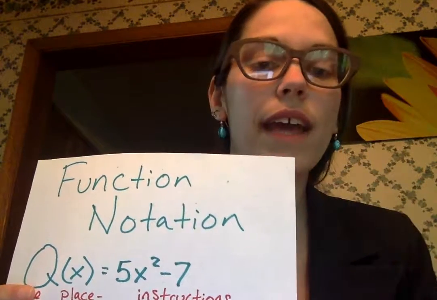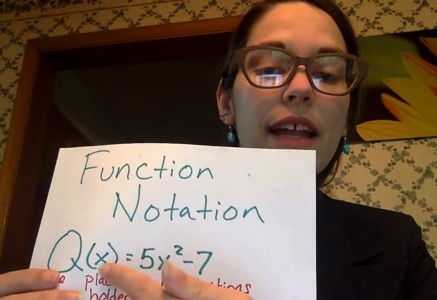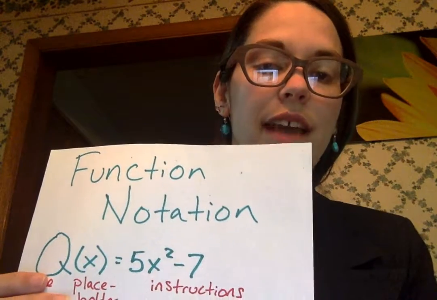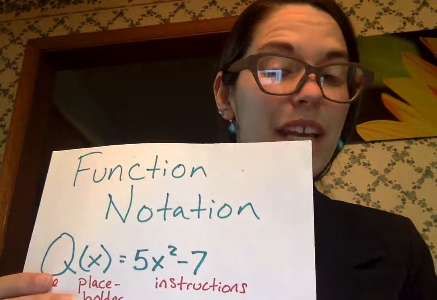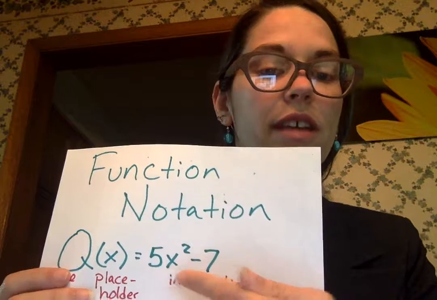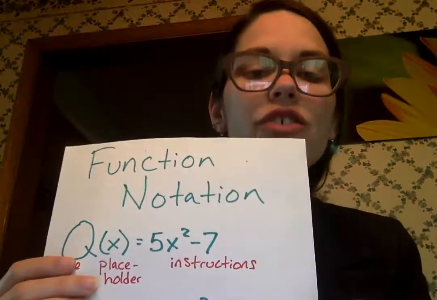7, negative 18, a million, no matter what goes into this spot, I square it, I multiply it by 5, and I subtract 7. Doesn't really matter if it's math, even. If I put the letter A here, I get 5 times A squared minus 7. So let's ignore the math. It's just instructions.